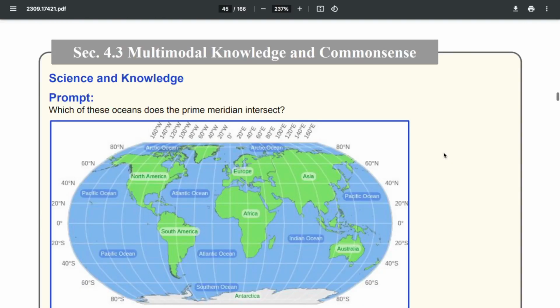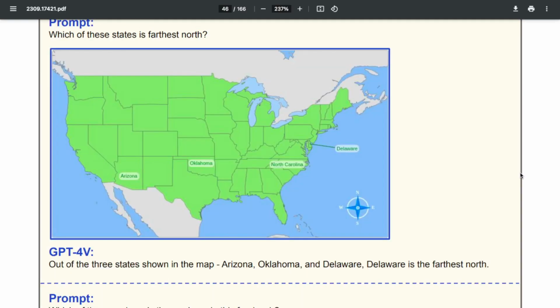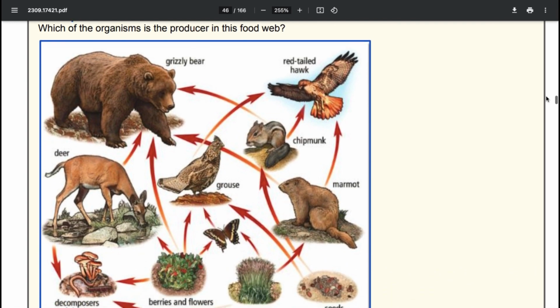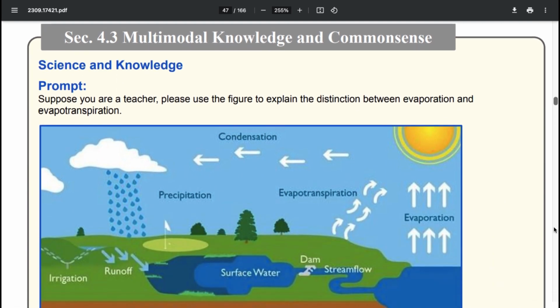Science and knowledge. Which of these oceans does the prime meridian intersect? The Atlantic Ocean, Southern Ocean, Arctic Ocean. I'm wondering if it could answer this without the image. I don't know if it needs the image to answer this correctly. There are some signs here as well, and it goes on to calculate that. Here's another example. Which of these states is farthest north? In this case, Delaware. Which of the organisms is the producer in this food web? Here's some more science examples.